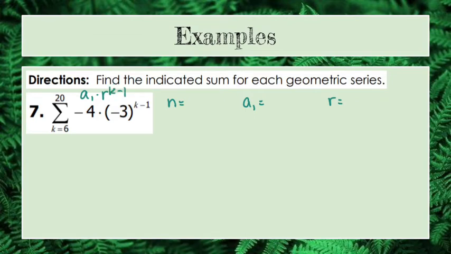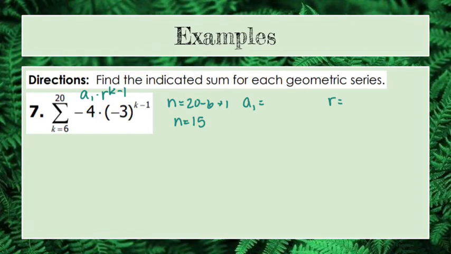Our n represents the number of terms. So we're going to do 20 minus 6 plus 1. So n is going to equal 20 minus 6 is 14, plus 1 is 15.